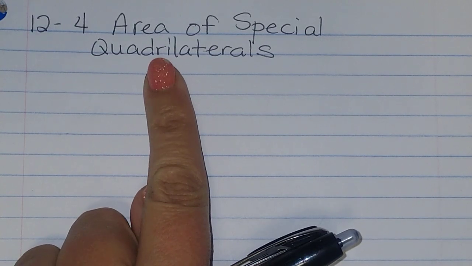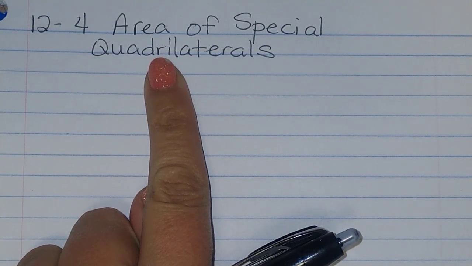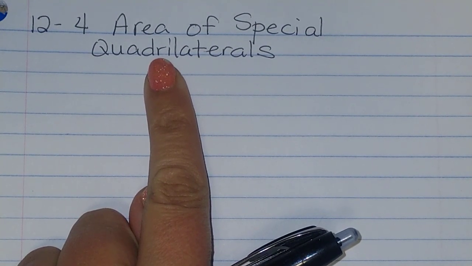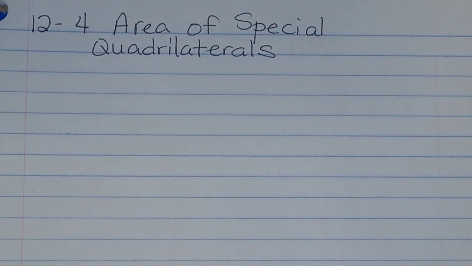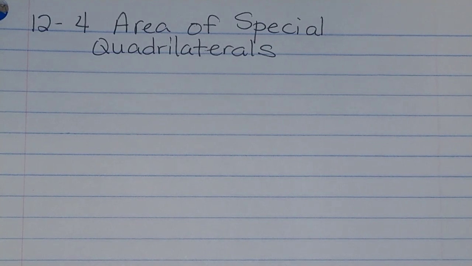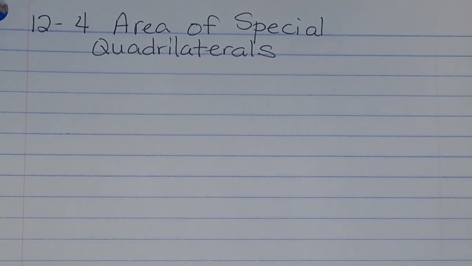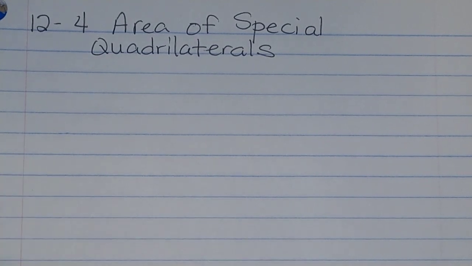As a reminder, a quadrilateral is a four-sided shape, so we're dealing with four-sided shapes today. In order to solve a four-sided shape that is not a rectangle or a square, we're going to need some other methods to do. Let's look at a couple.